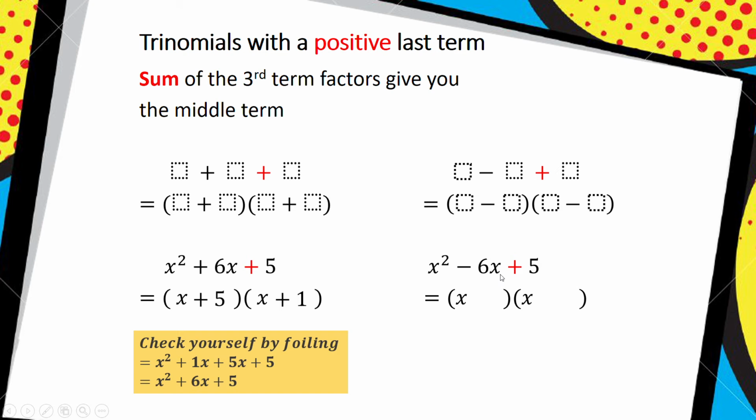Okay, this one is pretty much exactly the same, except over here you have a plus 6x and over here you have a minus 6x. So I'm going to do the same thing. So factors of 5, that when I add the factors, I get minus 6.